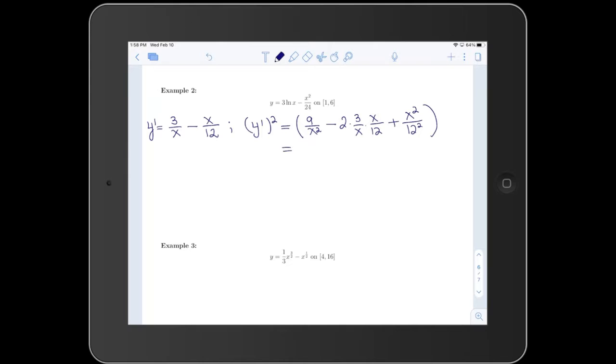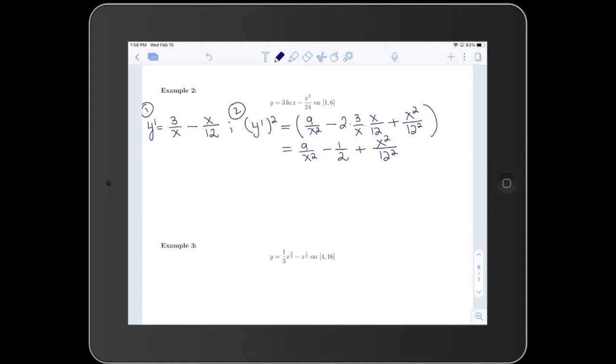We get 9 over x squared, and we have 6 over 12, and then x over x. So we just get minus 1/2, right? Plus x squared over 12 squared. Okay. Let me label my steps.